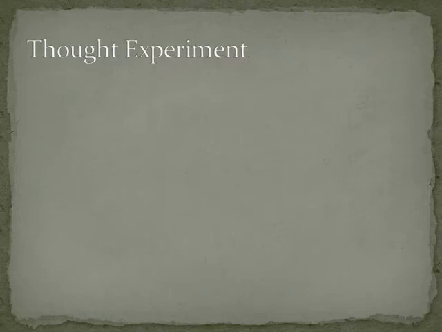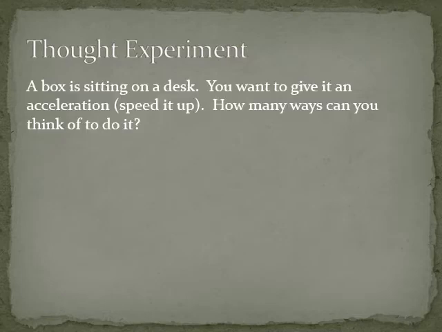So let's do a quick little thought experiment to try to figure out the why that I mentioned earlier. Why do objects accelerate? If you imagine you have a box sitting on a desk and you want its velocity to change, you want to speed it up and make it do something more interesting than just sit there, how many different ways could you make that box change speed? The first thing most people think of is give it a push.